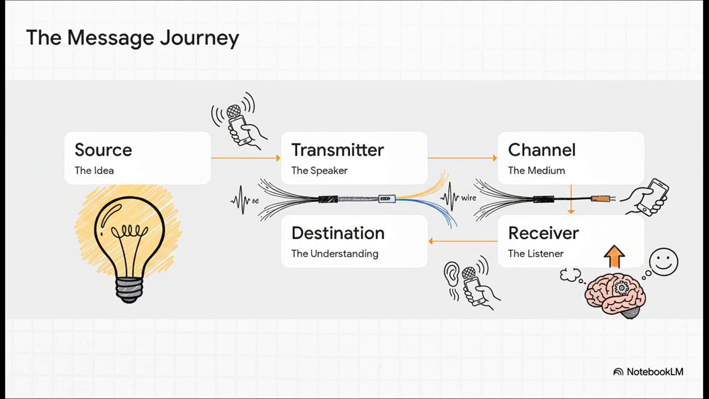It always starts with an information source. That's just the idea, the message. Then, the transmitter, like your voice or your phone, packages it up. That message then travels through a channel. That could be the air, a copper wire, whatever. The receiver, say your friend's phone, grabs it and decodes it, so it finally reaches the destination. They get the message. Idea, speaker, medium, listener, understanding. It's a pattern you're going to start seeing absolutely everywhere.